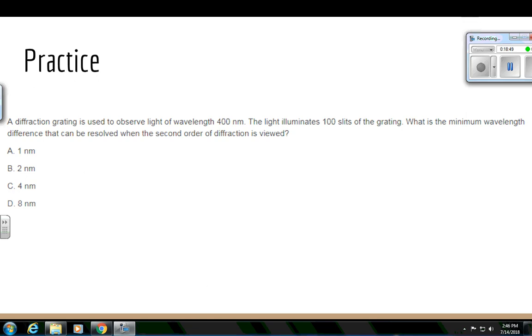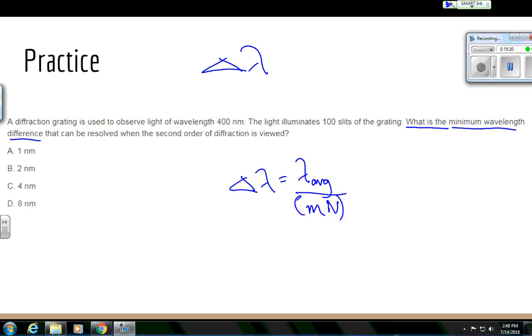Okay, so here is an IB multiple choice question dealing with the resolvance of a diffraction grating. Hit pause, try it out, see what you get. All right, so notice they're asking, what is the minimum wavelength difference? So what we're looking for is delta lambda. And I can take the equation from the data booklet and rearrange it to get delta lambda equals average lambda over mN. So they give us the wavelength, they give us the number of slits, they give us that it's the second order. And when doing all that, throw the math together, you'll get the answer B, 2 nanometers.